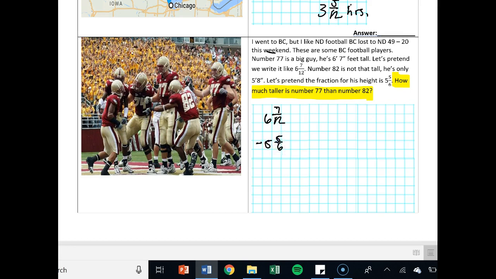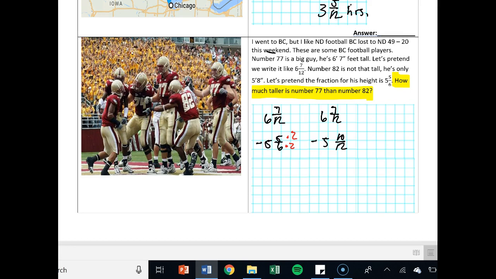All right. So got to find least common multiple. Notice the least common multiple is 12. So all I got to do is times 2. All right. That gives you 6 7/12 minus 5 10/12. Now we run into a problem. The problem is I can't do 7 minus 10, right? That's going to give me a negative. So this is where borrowing comes.